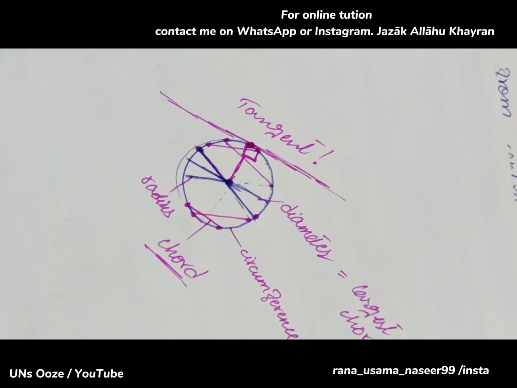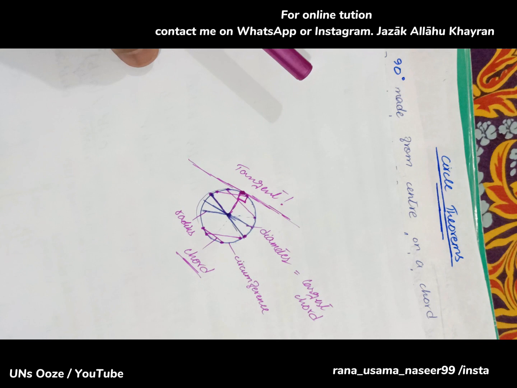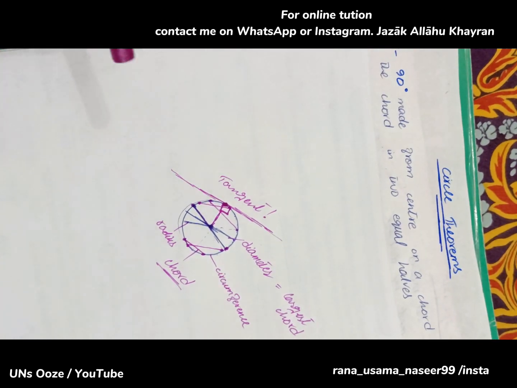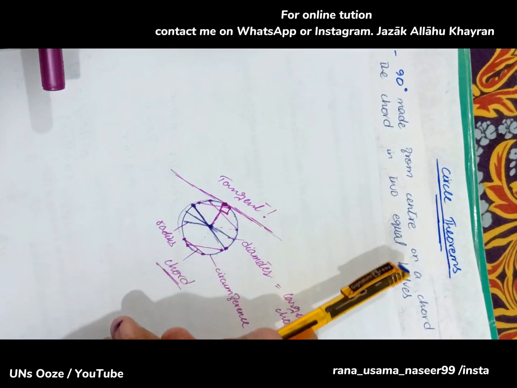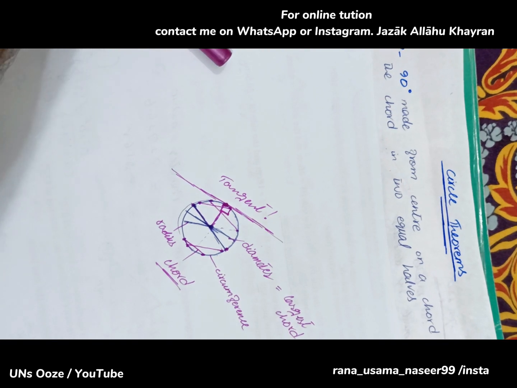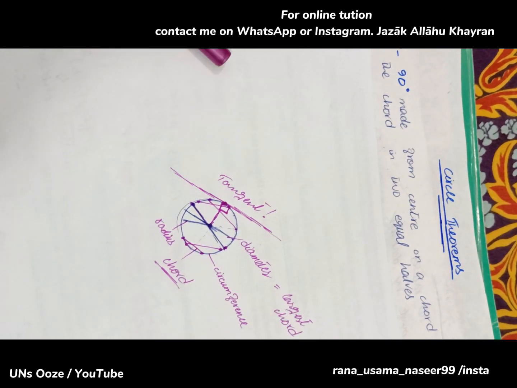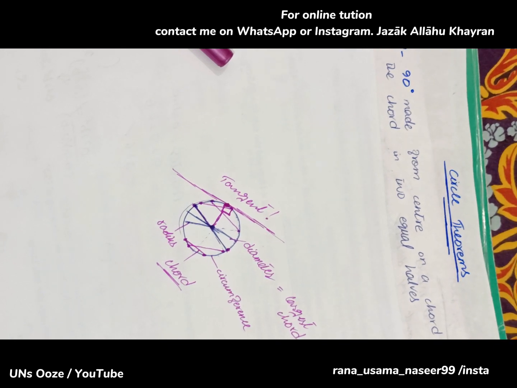So now moving towards the circle theorems. Remember some basic points I have written. First circle theorem: a 90 degree angle made from the center on a chord cuts the chord into equal halves. What does it mean?